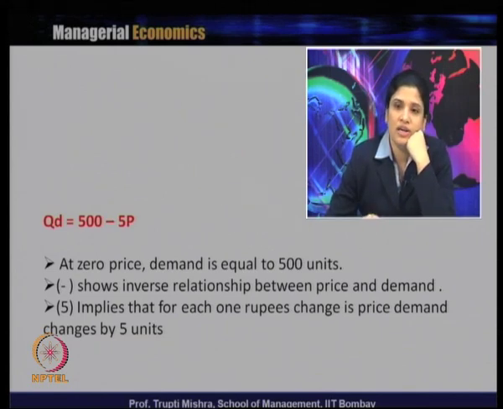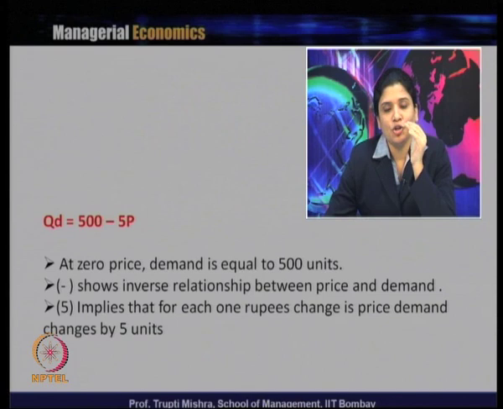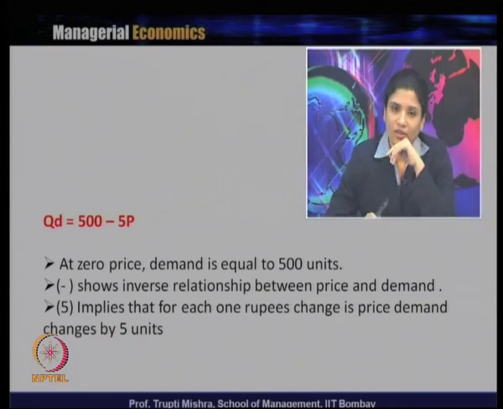So 500 gives us the value of the intercept, and minus 5 gives us the value of the slope. So 5 implies that for each 1 rupee change in the price, demand changes by 5 units. The negative sign shows the inverse relationship between the price and demand, and at 0 price, demand is equal to 500 units.